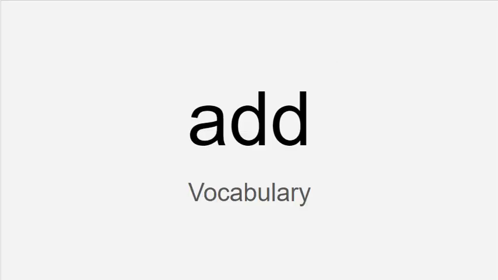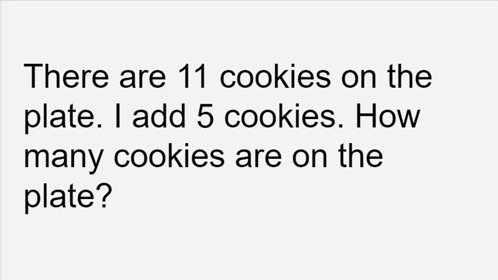The next vocabulary word is add. Add is the operation or the type of equation we are writing. Please copy this down. Add. There are 11 cookies on the plate. I add 5 cookies. How many cookies are on the plate? When I add the cookies, I'm putting more cookies on the plate. So we would add 11 plus 5.